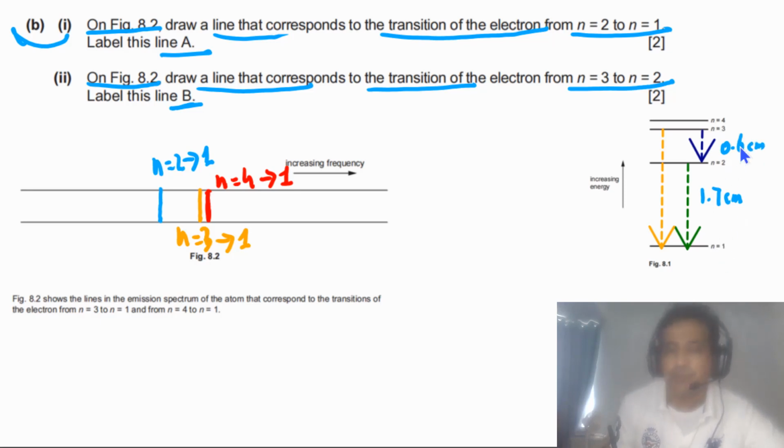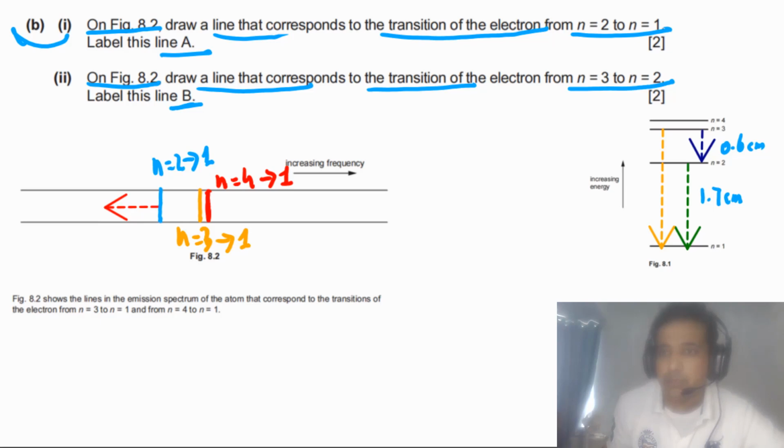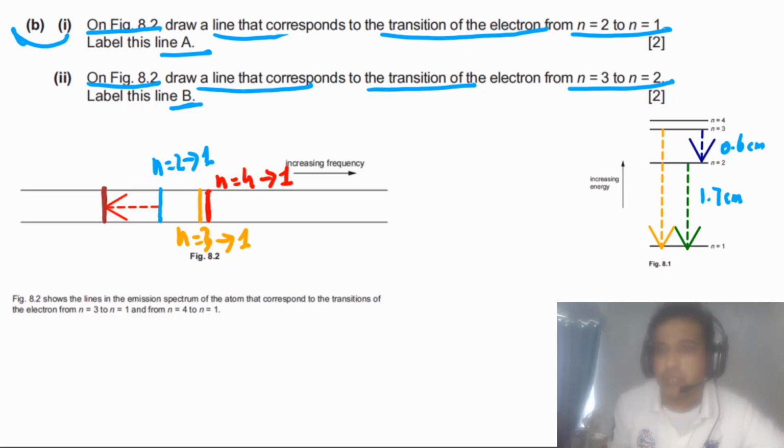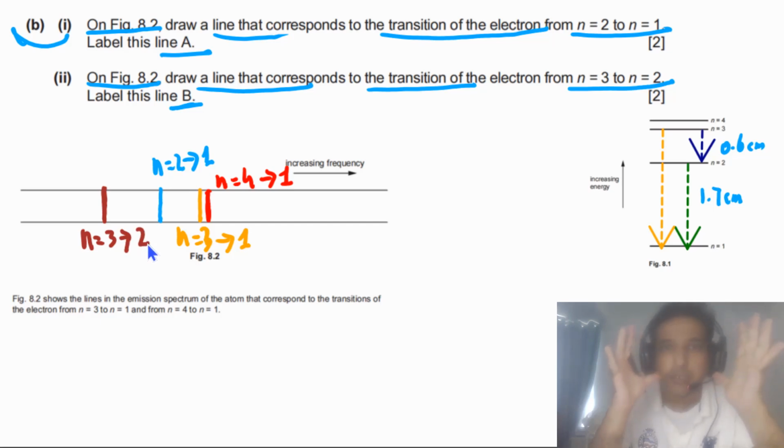So what is the difference between these two? That is equal to 1.1 centimeters. So we can draw the line here, from here, 1.1 centimeters. Let's use a different color. For this one, let's say this color we use. So we need to draw a line here. We don't need this arrow, so we can delete this one. So this is N3 to N2. So this is how you need to draw in a beautiful way.